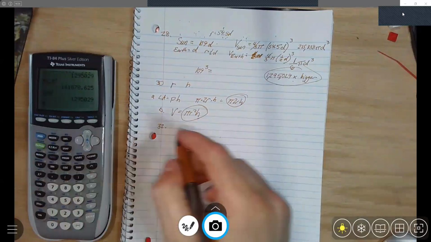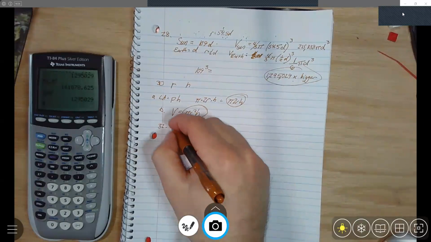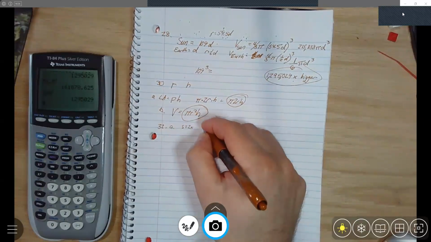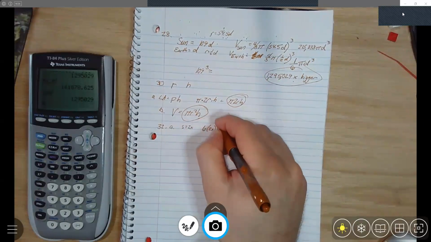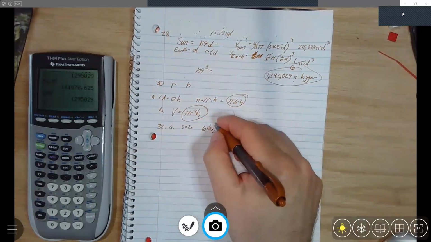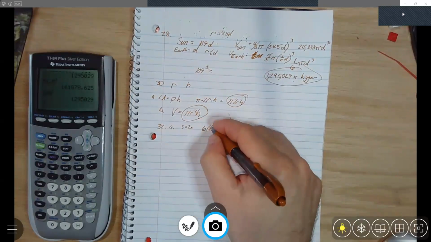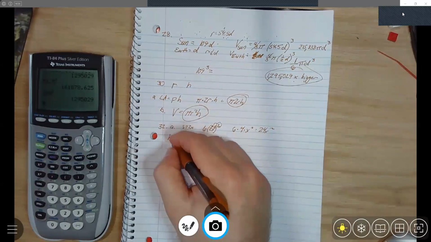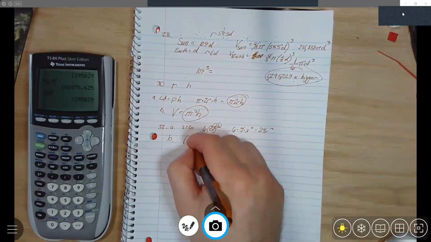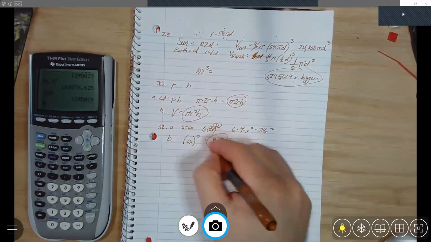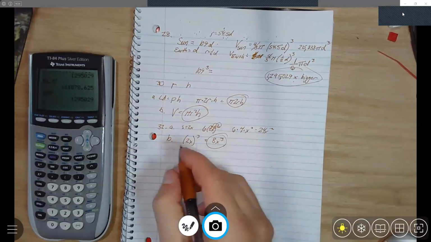Okay, 32. A cube has edges 2x, find surface area and volume. So S is equal to 2x. So surface area, just have to remember to put that edge, the whole thing, in parentheses here. And then this square applies to both pieces. So 6 times 4 times x squared, or 24x squared. Volume, same deal. We're putting 2x, the whole thing, inside the cubed, and we get 8x cubed. 34.